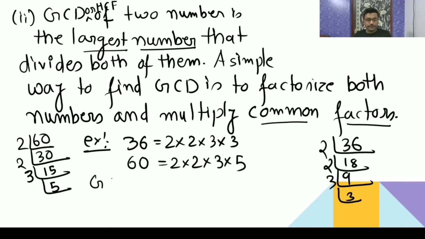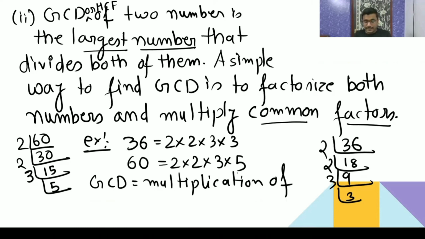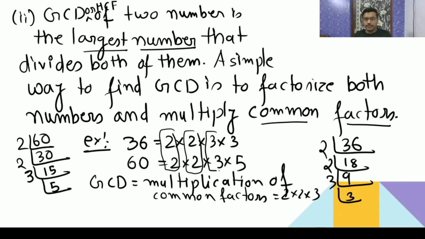So GCD is equal to the multiplication of the common factors. These things are required to understand the algorithm, because we need to know the basics of how GCD works. I know many of you might know this, I'm just giving a recap. So 2 into 2 into 3, the common factors: 2 into 2 is 4, 4 into 3 is 12. So you got 12.